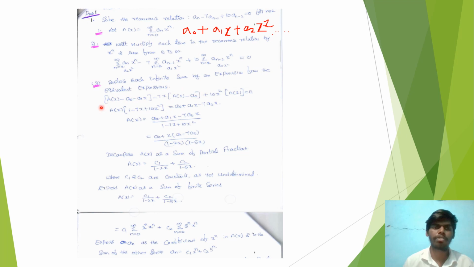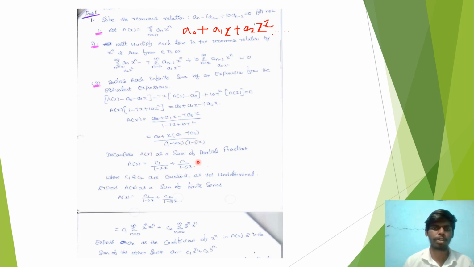And now we have to separate A(x) from each and every term. So we'll get A(x) times (1 minus 7x plus 10x square), and we have to send the remaining terms to the right hand side, so that A(x) is equal to a0 plus a1 x minus 7 a0 x, divided by 1 minus 7x plus 10x square. By solving this, it comes under partial fractions.